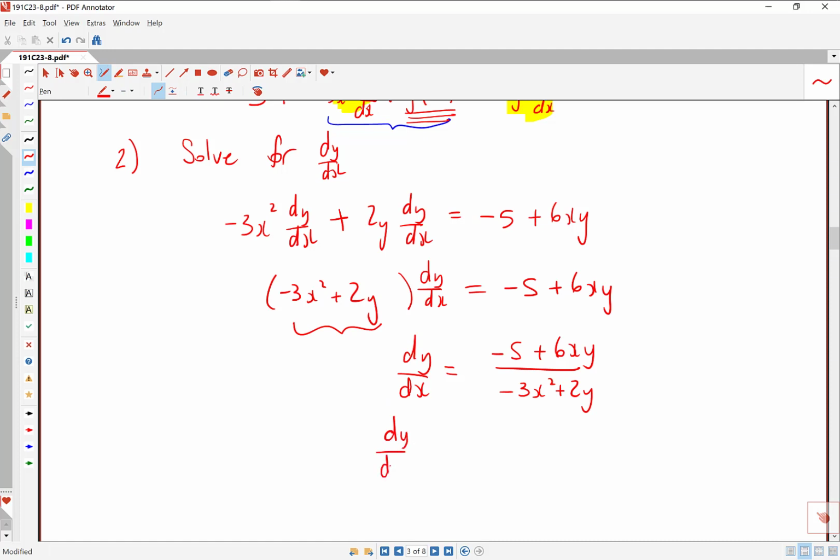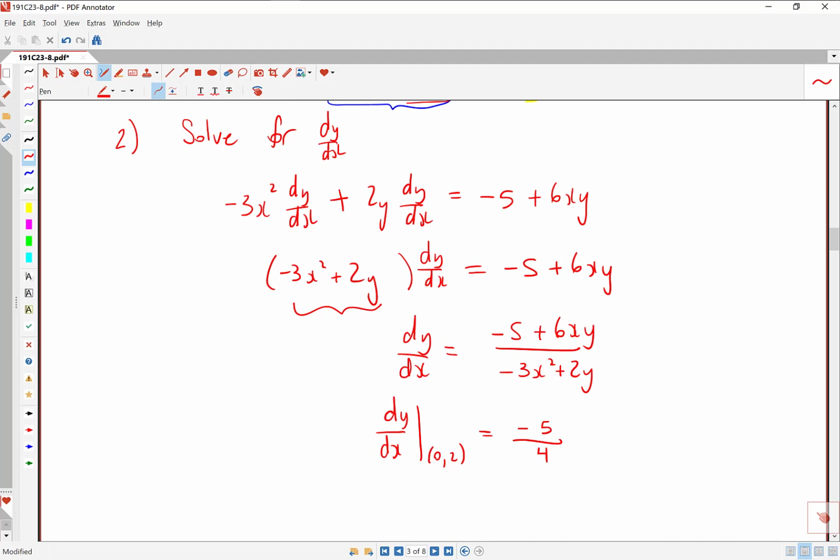So we'll write dy by dx evaluated at 0, 2. Okay, so plugging in x equals 0 and y equals 2, we have negative 5 on top and we have 4 on the bottom. So that's the answer, negative 5 over 4.